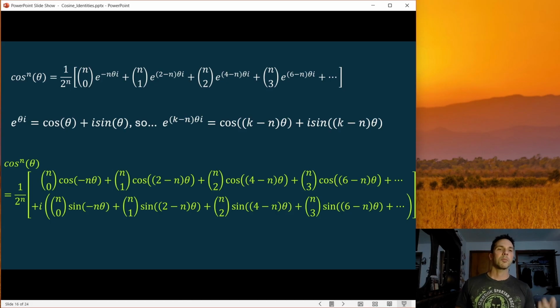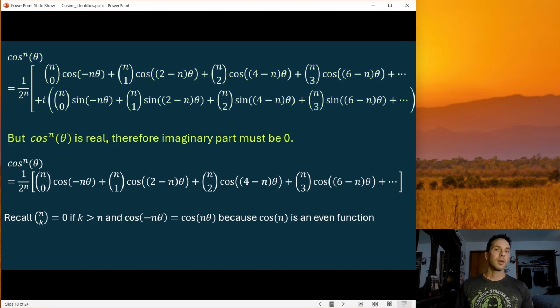So if you see on the top, we have e's in all the terms, and on the bottom, now we have a sum of cosines and i times a sum of sines. So keep in mind though that the left side is a real number, assuming you have a real number for n. If it's a real number and we're equating it to a complex function, then the imaginary side of that complex function must be 0. There's no other way. So we simply discard the imaginary side.